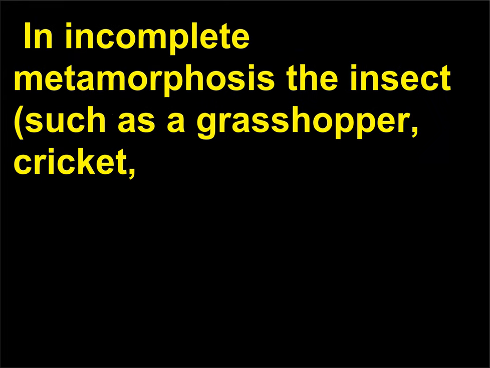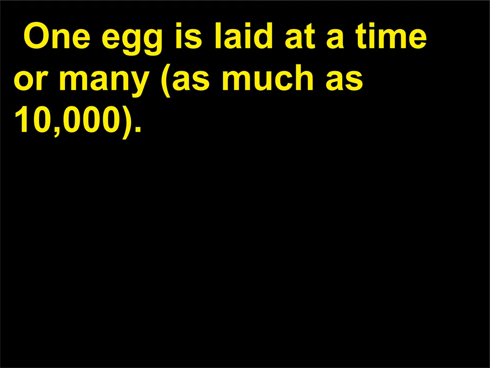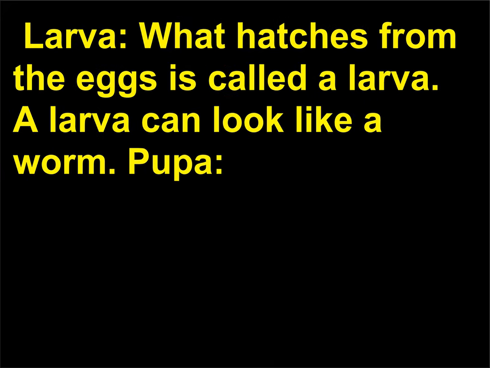In incomplete metamorphosis, the insect, such as a grasshopper, cricket, or louse, does not go through all the stages of complete metamorphoses. Complete metamorphosis. Egg. One egg is laid at a time, or many, as much as 10,000. Larva. What hatches from the eggs is called a larva. A larva can look like a worm.